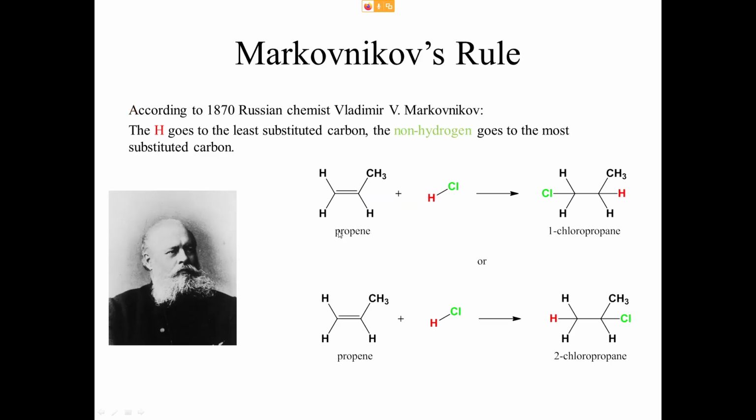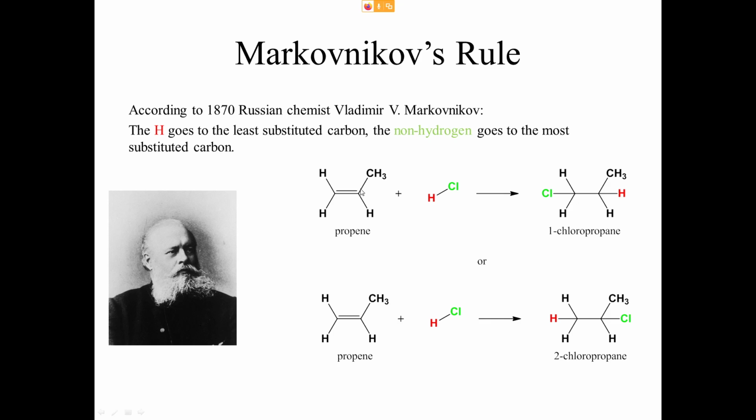So Vladimir Markovnikov came up with this in the 1870s, and he said it a little differently. Of course, it was in Russian, but he said, this is the English interpretation of it, you're going to put the hydrogen on the carbon that has the most hydrogens already. It's the easiest way to think about it. Okay? And then the chlorine, the non-hydrogen thing, goes on the other carbon. Right? So a very short way of remembering it is the rich get richer, and rich in terms of hydrogen.